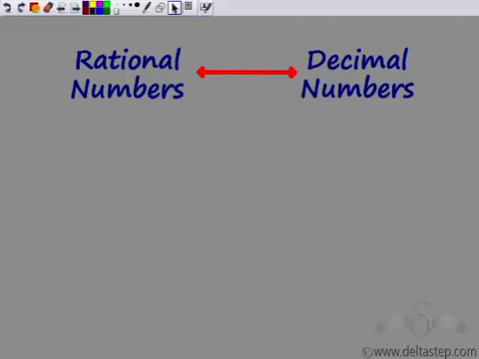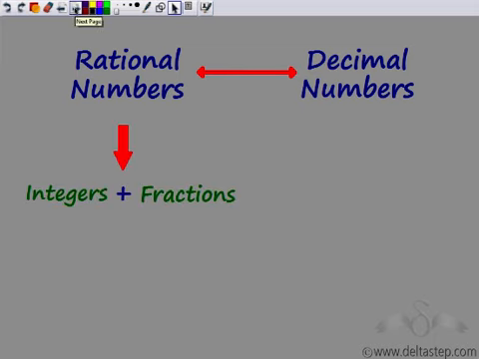We had seen that rational numbers could be expressed as decimal numbers. So any rational number can be expressed as a decimal number. Now, what do rational numbers actually represent? Rational numbers include both integers and fractions. That means I can write integers as well as fractions as decimal numbers. So in this lecture, we'll see how to convert both integers and fractions into decimal numbers.